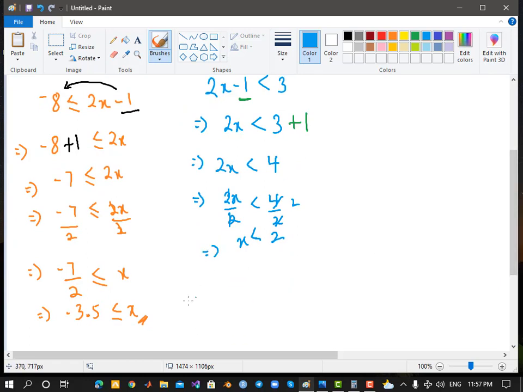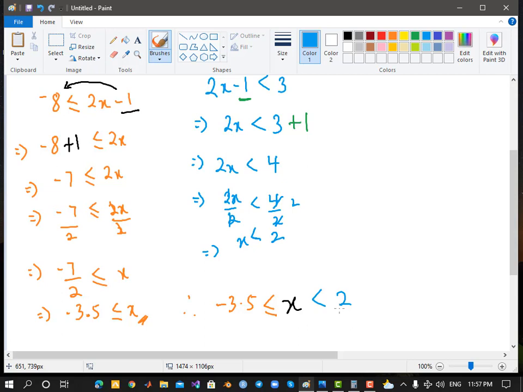So when we structure this, finally we get negative 3.5 is less than or equal to x, then x is less than 2. So how do we represent this on the number line?